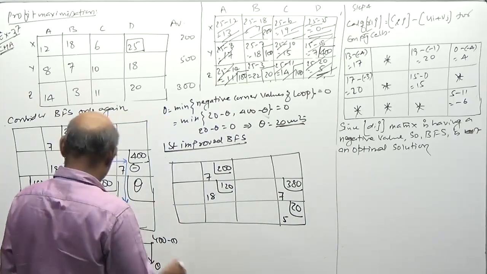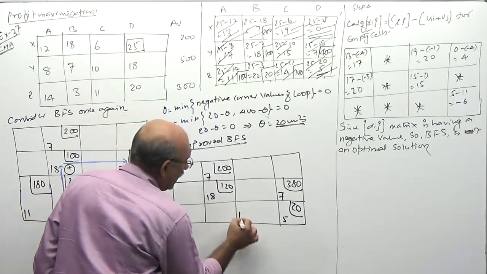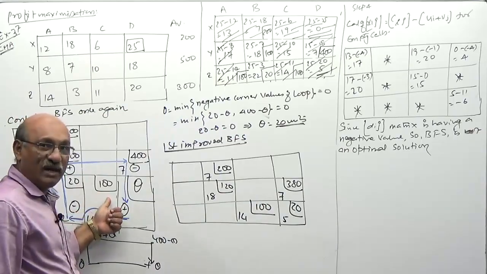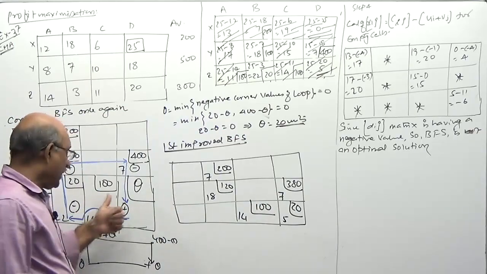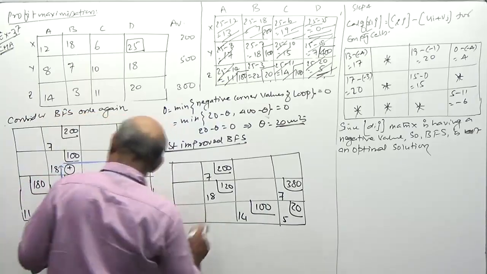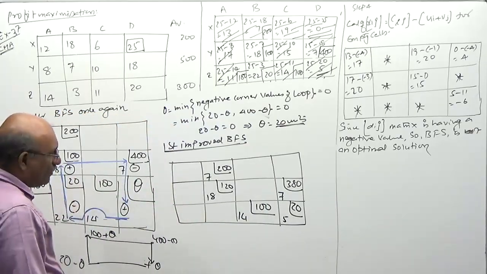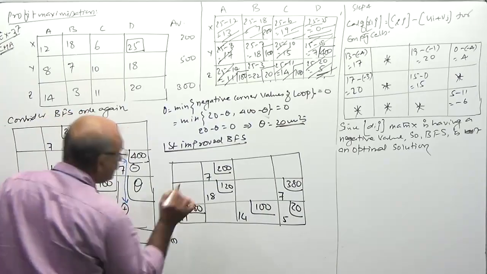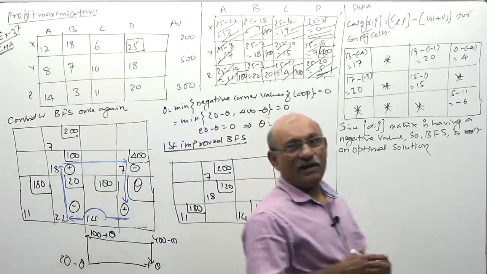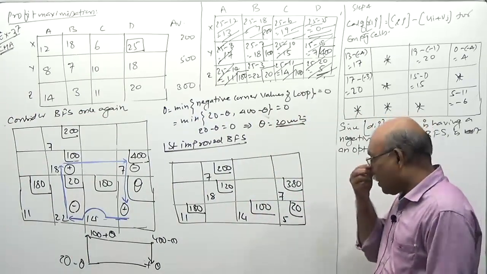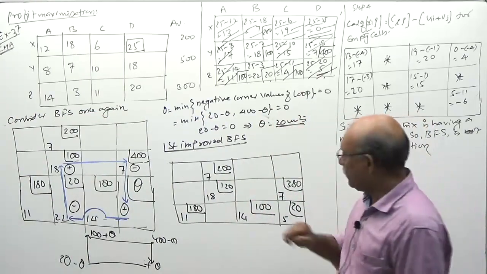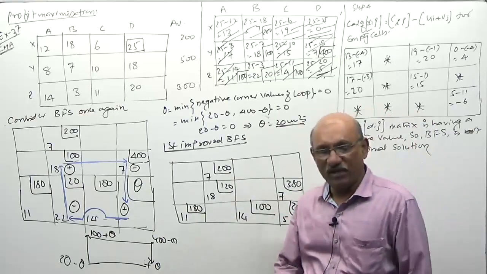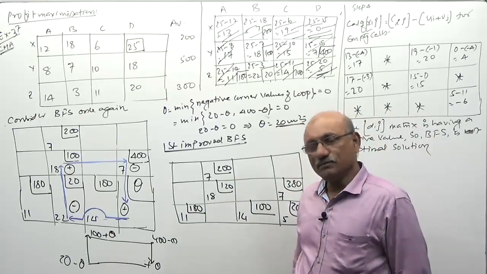Next, sir. This 1400 will remain the same because I don't have any plus sign or minus sign here. The empty cell is 20 minus 20, which is 0. This 11 and 180 will remain the same. Look at the number of occupied cells required: 1, 2, 3, 4, 5, 6. We have 6 occupied cells as required. Clear?